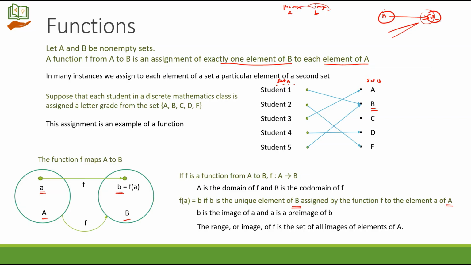The range or image of f is the set of all images of elements of A. So in this example, what are the mapped values from set B? A is assigned, B is assigned, D is assigned and F is assigned. So this A, B, D, F alone will be called the range or image of the function. C is not assigned to any element from set A, so this will not be a part of the range or the image.